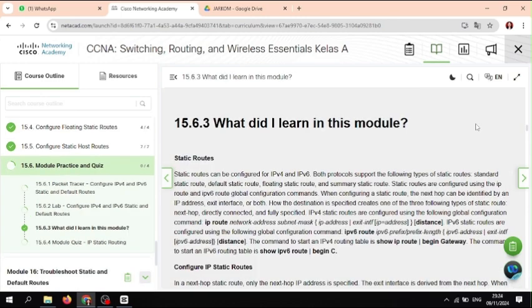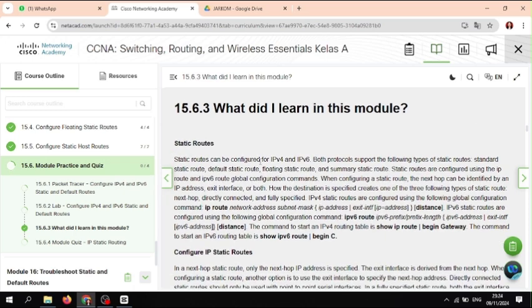Selanjutnya pada 15.6.3, apa yang kita pelajari di modul ini? Yang pertama yaitu static routes. Jadi static routes ini dapat dikonfigurasi untuk IPv6 dan IPv4. Kedua protokol mendukung jenis rute statis yaitu rute statis standar dan rute statis default. Kemudian, floating static route dan summary static route.